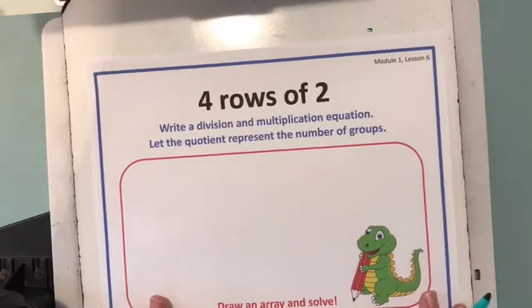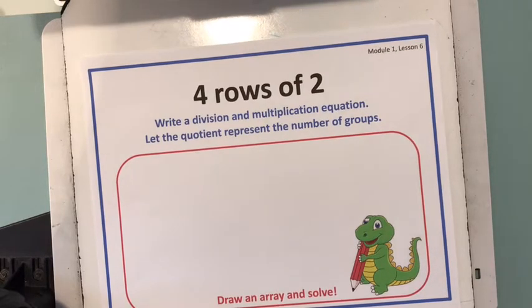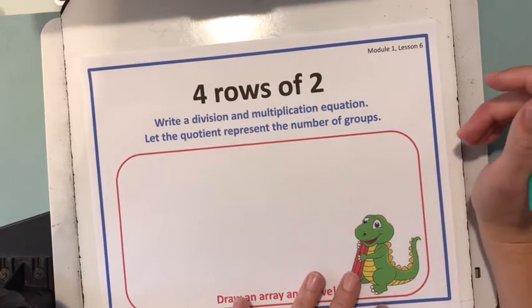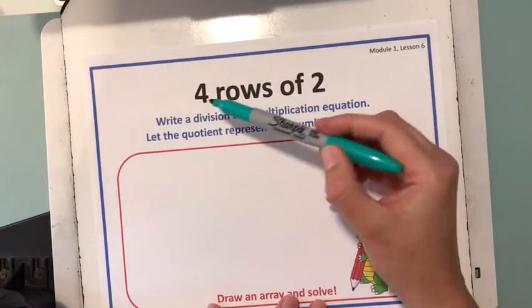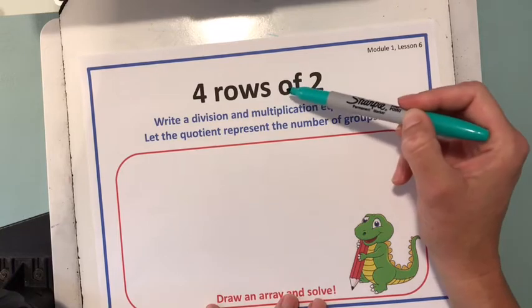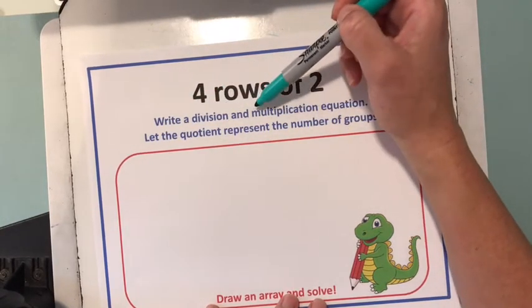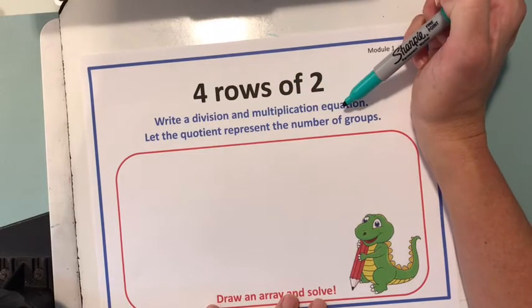All right, more practice. Here we go. Okay, I'm gonna do this first one for you guys, and then I want you to do the second one with your whiteboard. So we're gonna practice it. So I'll do the first one, so watch this one carefully. This one says 4 rows of 2. And it says write a division and a multiplication equation.